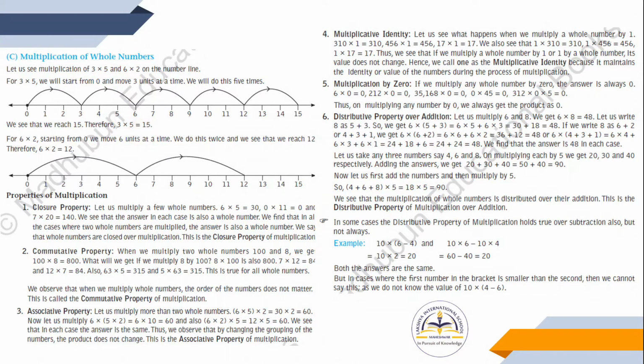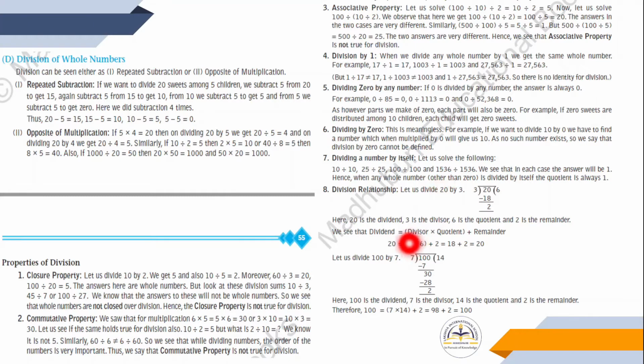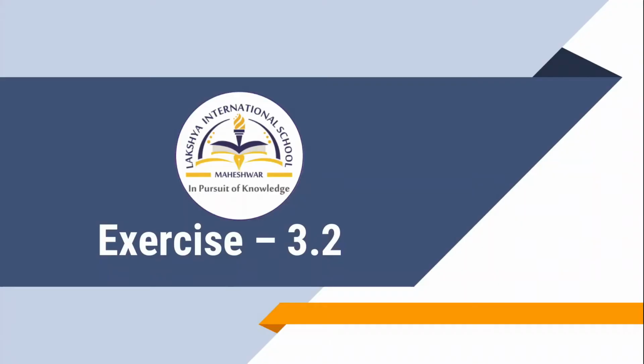Now on the basis of this we will see the multiplication of whole numbers in the exercise. Now, division of whole numbers: for this, a formula is given here. Dividend equals divisor into quotient plus remainder. We will use this formula in our exercise, so learn this formula. Now we will solve exercise number 3.2.